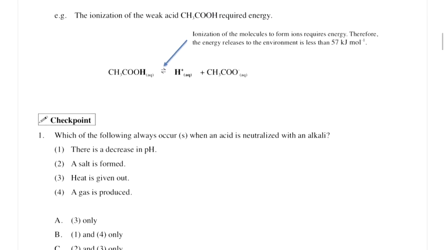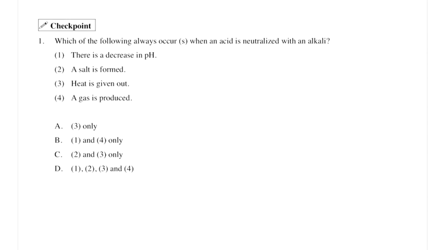Let's take a look at the checkpoint question here. Which of the following always occur when an acid is neutralized with an alkaline? First, there is a decrease in pH. So at the beginning, we have an acid, and when it is neutralized by an alkaline, the pH should increase. When we use just the right amount of alkaline to neutralize it, the final pH should be 7. So for this one, it should be increase, not decrease.